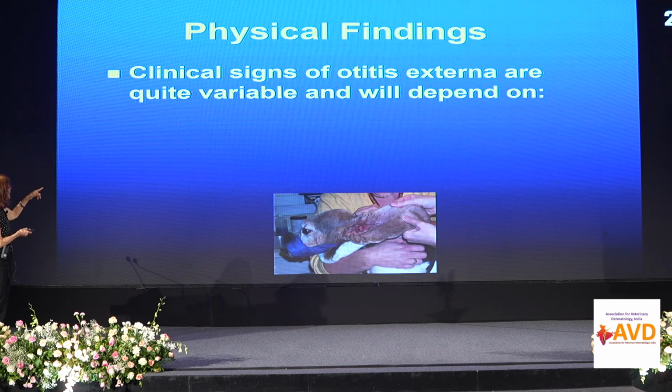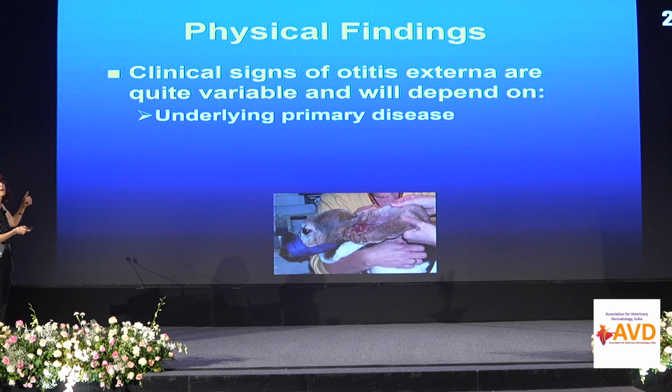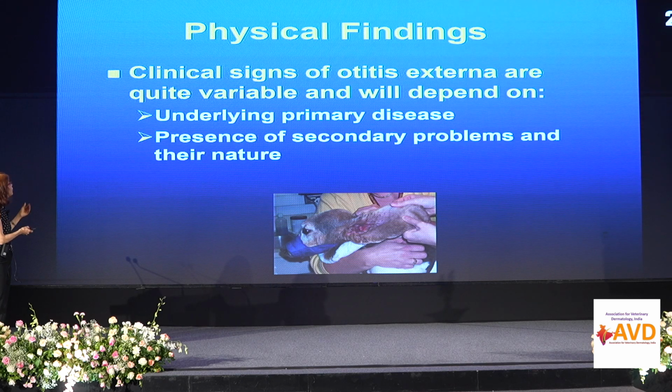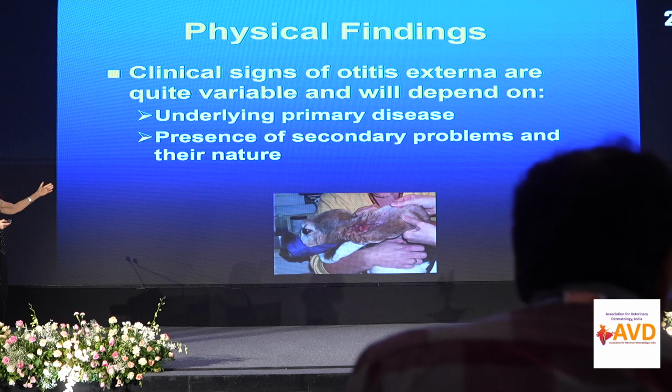So clinical signs of otitis externa are quite variable and will depend on that primary cause, right? And again, I mentioned to you otitis caused by allergies, initially just erythema. Juvenile cellulitis are nodules that drain, significant inflammation, edema. So it varies. Sebaceous adenitis are more exfoliative types of lesions, okay? Presence of the secondary problems in their nature.